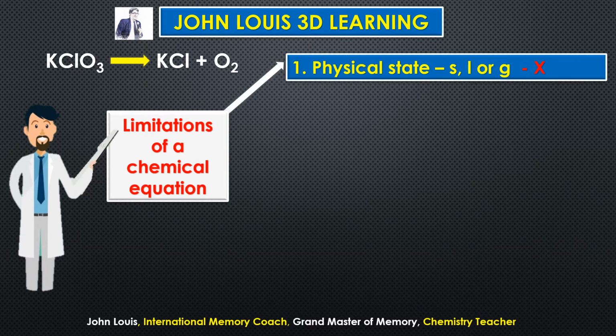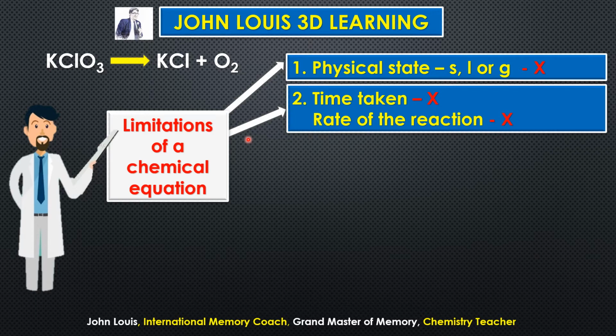The physical state of the reactants and products are not mentioned. For example, here potassium chlorate, we do not know whether it is a liquid or solid or gas. Similarly, the products potassium chloride and oxygen, we do not know what are their physical state. This is the first limitation of a chemical equation.